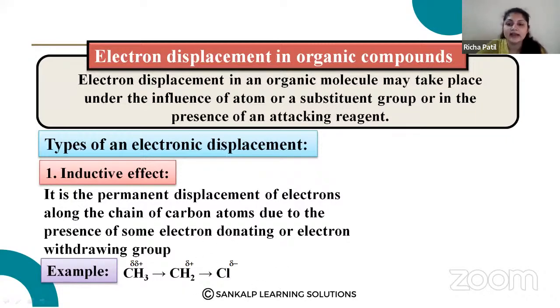As it is highly electronegative in nature, it will tend to pull the electron towards itself. As a result, there will be development of a partial negative charge on Cl. Beside Cl, the CH2 group will get a partial positive charge. As you go further, to CH3, the partial positive charge increases. So this is the inductive effect.